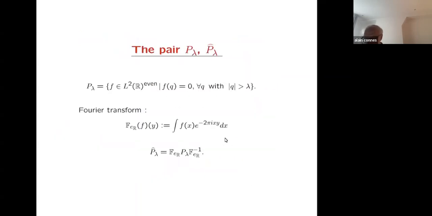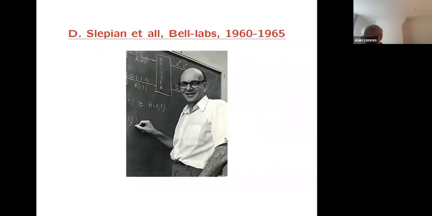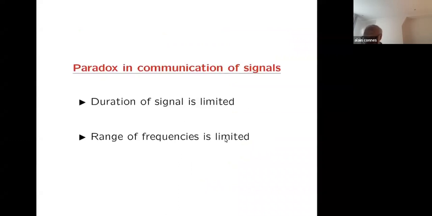Okay, so what are these Prolate functions? Well, they were discovered by Slepian and his collaborators in the 60s, and they were discovered because of a problem in communication of signals. There is a paradox in the communication of signals, which is quite striking, which is the following: when I am talking now, I am talking for a limited period of time, and I am using a limited range of frequencies, obviously.